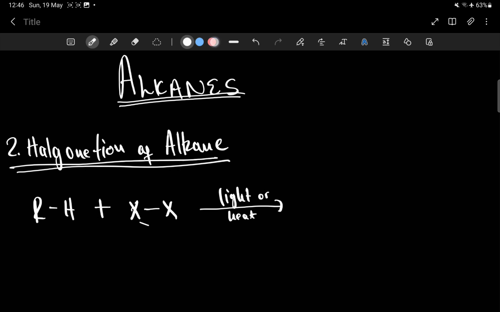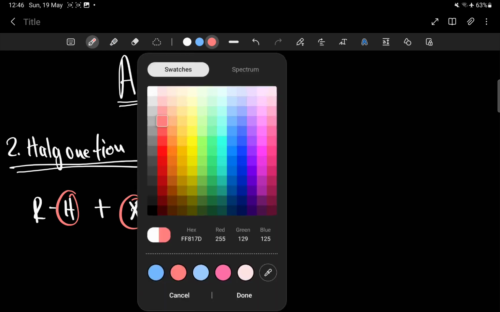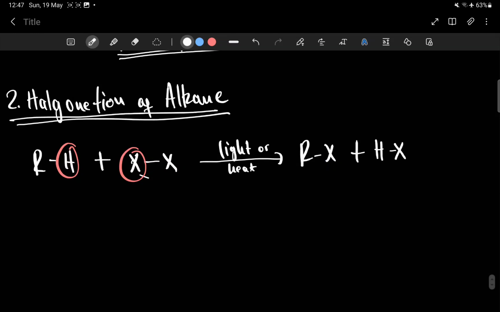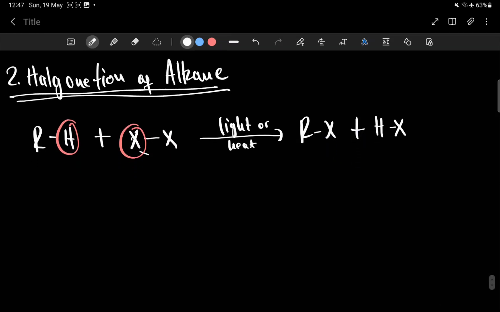What you're going to have is substitution. Hydrogen is going to swap with this X. So as our product, we have RX plus HX. They are going to swap. This is what happens in this reaction. That's just the general thing.